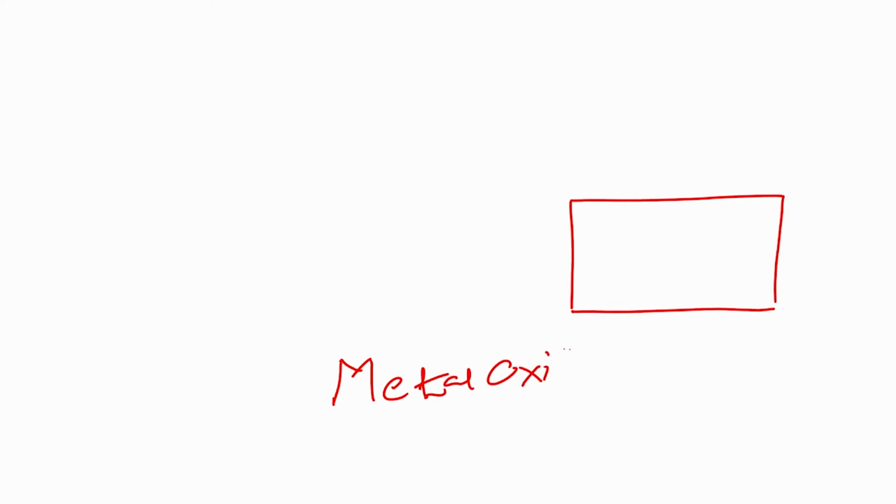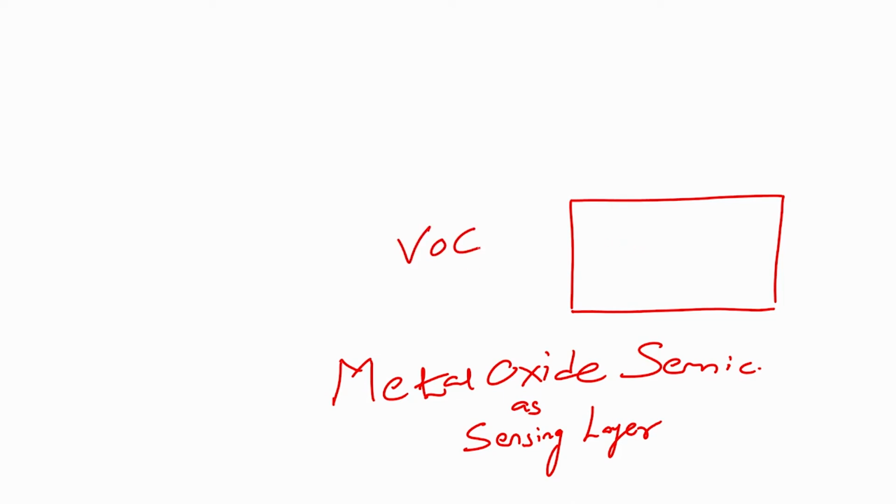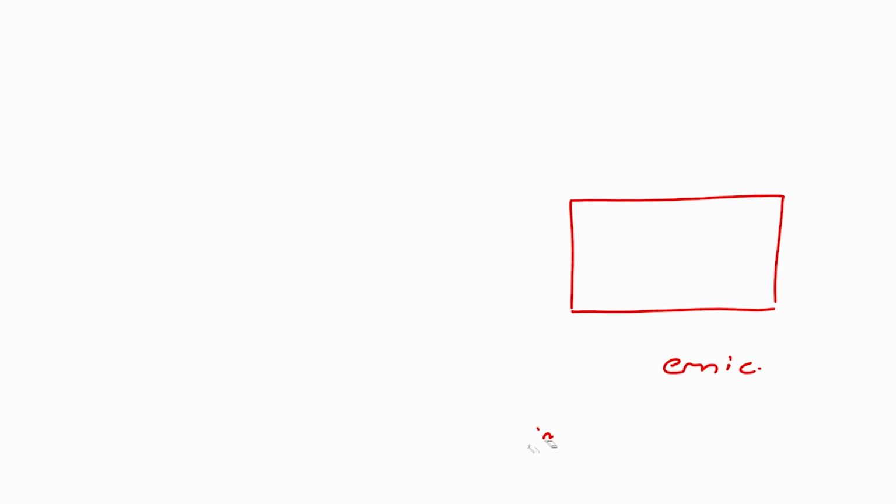A sensor, if I draw a cross section, and if I am using a metal oxide semiconductor material, the metal oxide semiconductor material is the sensing layer, right. How should my VOC sensor, volatile organic compound sensor, look? That is what I am drawing in the schematic. If I fabricate a sensor using metal oxide semiconductor material, how should the sensor look?